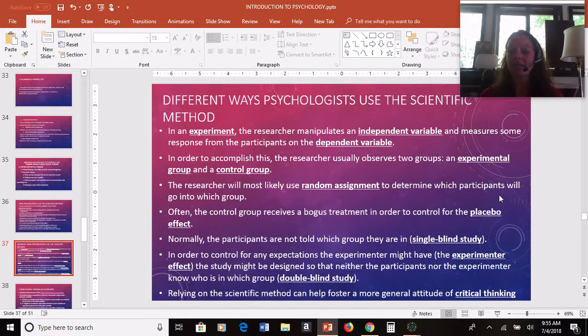And basically what that is: not only do the participants not know which group they have been put in, but the experimenter doesn't know either. And that's, like I said, so we don't get any of that observer bias on the experimental part that will skew up that data.